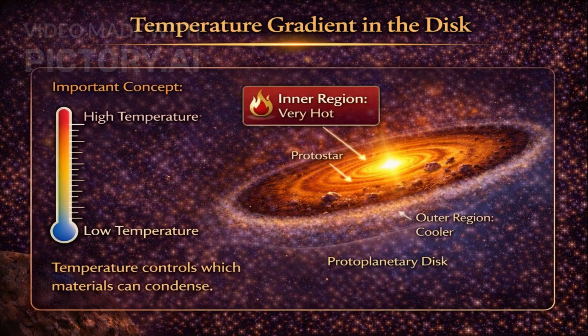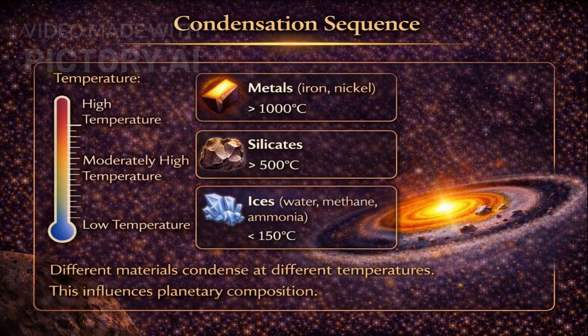Temperature plays a vital role in the protoplanetary disk, with the inner region being very hot. This gradient controls which materials can condense, influencing the composition of emerging planets. Different materials condense at varying temperatures, affecting planetary composition. Metals condense at high temperatures, silicates at moderately high, and ices at low temperatures, shaping the planet's makeup.